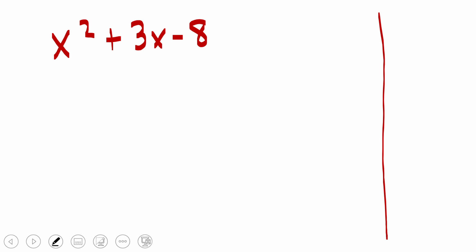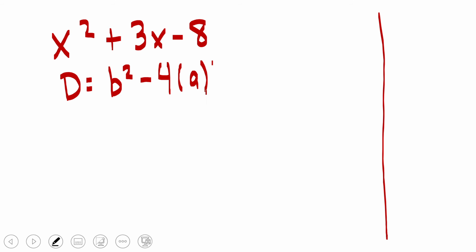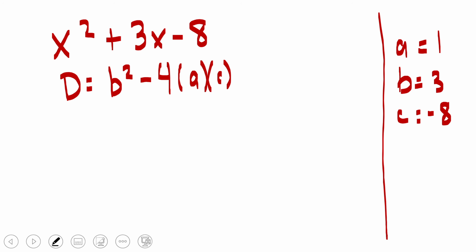Another example. We have x squared plus 3x minus 8. We're going to just remind ourselves of the discriminant formula, which is under the square root symbol in the quadratic formula. We're going to pull out our coefficients. A is 1, B is 3, and C is negative 8. Plug those in as a substitution.